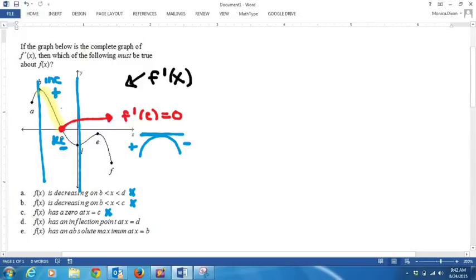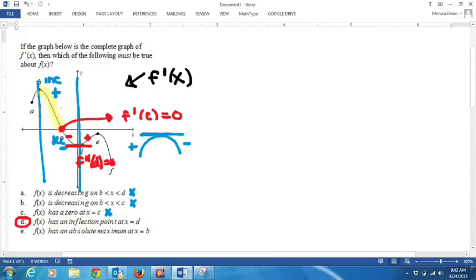F of x has a point of inflection at x equals d. That would be correct, because notice that means that your second derivative at d is equal to 0, and I'm going from decreasing to increasing. So I do have a point of inflection.